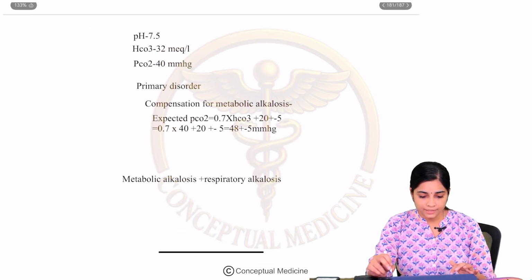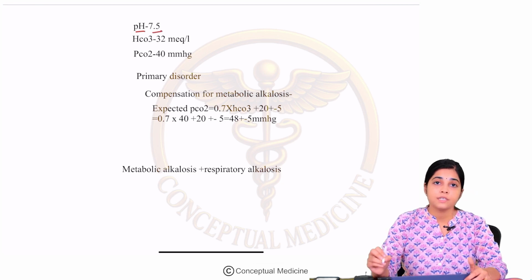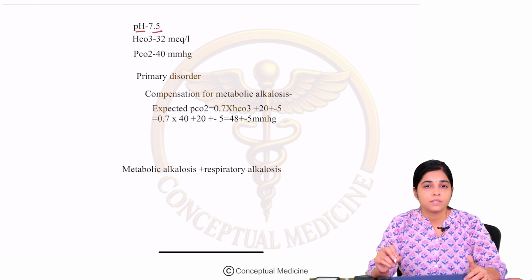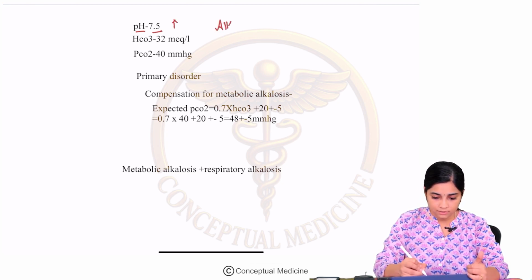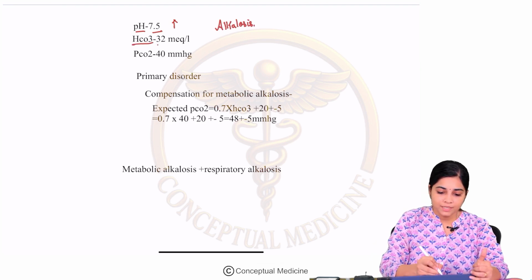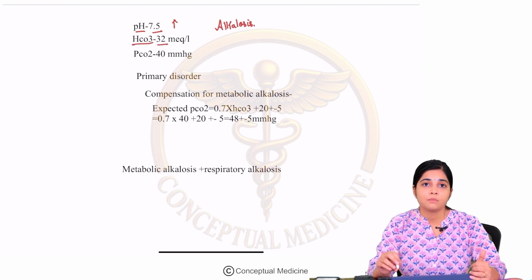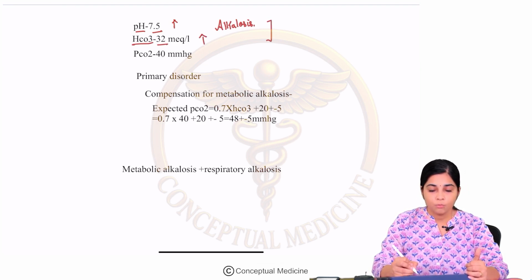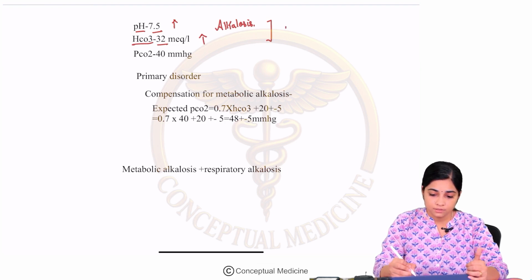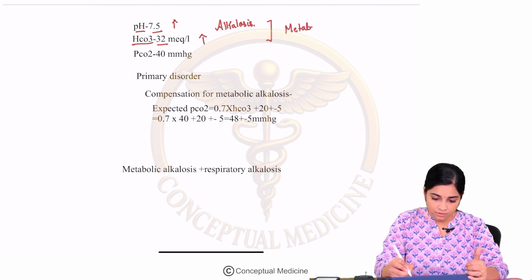Now let us look at the next example. Here the pH is 7.5. Is this alkalosis or acidosis? The pH is elevated, so this is alkalosis. Bicarbonate is 32. What is the average bicarbonate? 24. So the bicarbonate is also elevated. What is the primary acid-base disorder? This is a primary metabolic alkalosis.